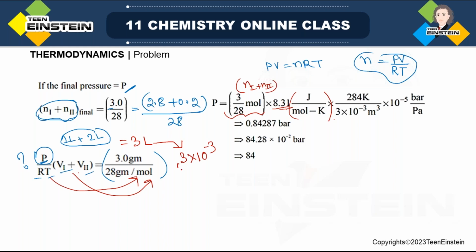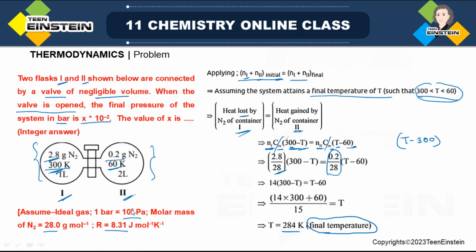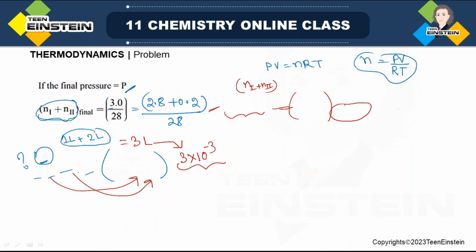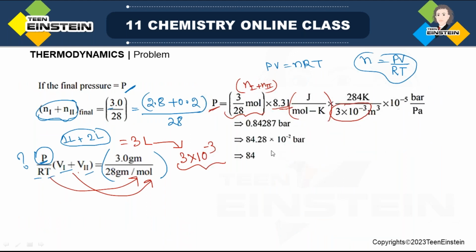And 10 to the power minus 5 bar per Pascal. Basically, you can also do it later, but here it is better you directly do. Whatever pressure you will get, you need it in the form of bar, because look at the question. It is asking to calculate the final pressure in bar, x into 10 to the power minus 2. But if you are doing this calculation using SI, with volume, R value, everything in SI units, the final answer you will get in terms of Pascal.